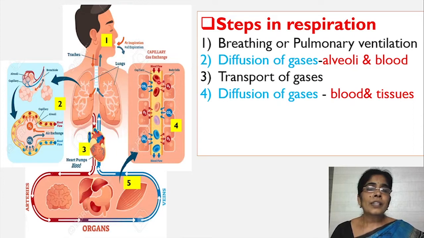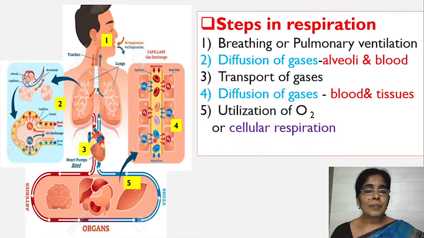Oxygen present in the blood diffuses into the cells of the organs or tissues, and the carbon dioxide formed in the cells is diffusing into the blood for elimination. This is the diffusion of gases taking place in the tissues.